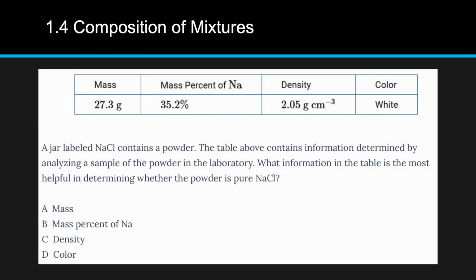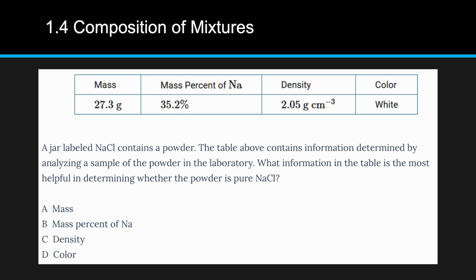All right, this next question is something that AP does like to throw on their multiple choice, and it's just reasoning. It's not really math, it's just understanding how to do the math. So it says a jar labeled NaCl contains a powder. The table above contains information determined by analyzing a sample of the powder in the laboratory. What information in the table is most helpful in determining whether the powder is pure NaCl?